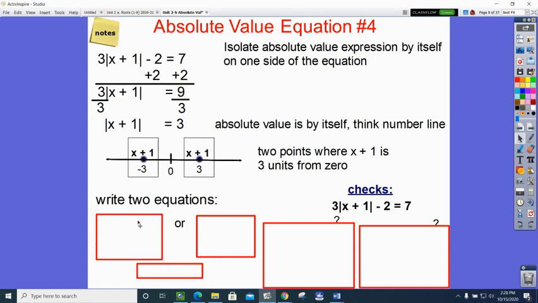So what I want you to do right now is just pause the video, and what would the 2 equations be that you would write to get rid of those absolute value bars?